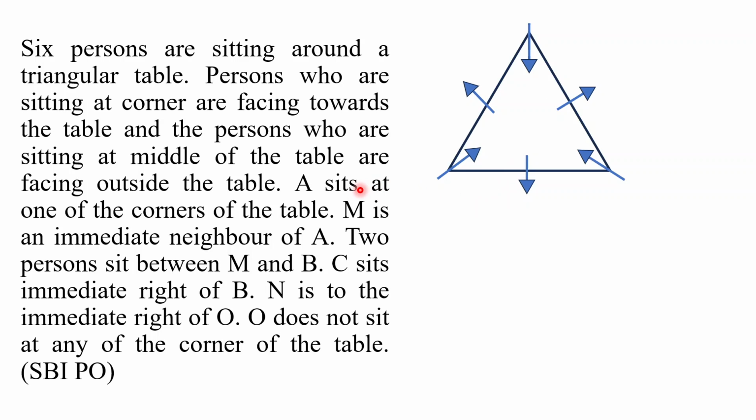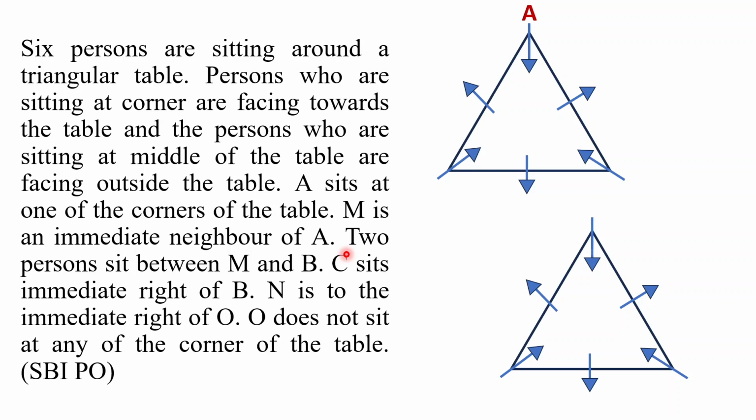Okay, let's see what is given next. A sits at one of the corners of the table. So students, you can consider any corner. I have considered this corner, so let's place A here. Okay, the next it is given M is an immediate neighbor of A. So either M is sitting to the left side of A or to the right side of A, means there will be two cases. So let's draw the second case. Here A will be placed at the same position as in case number 1.